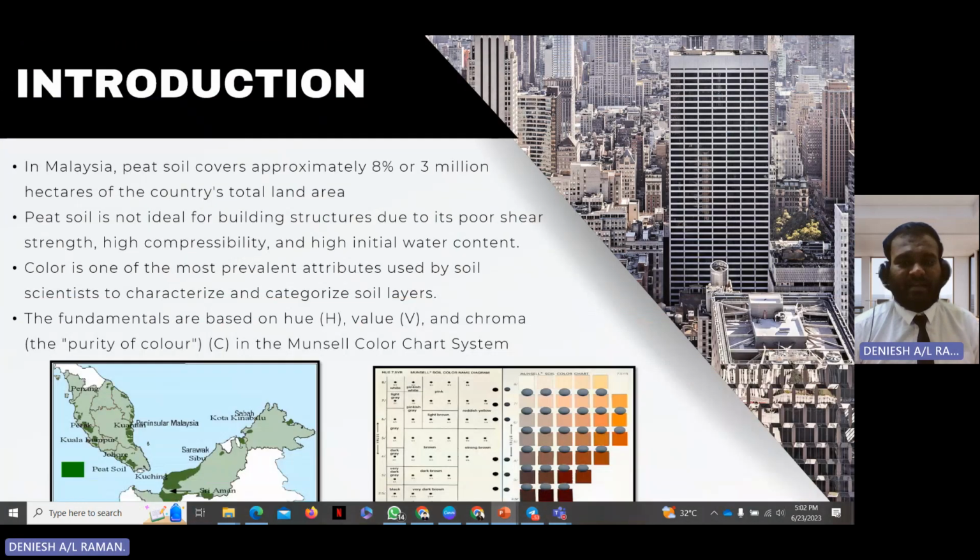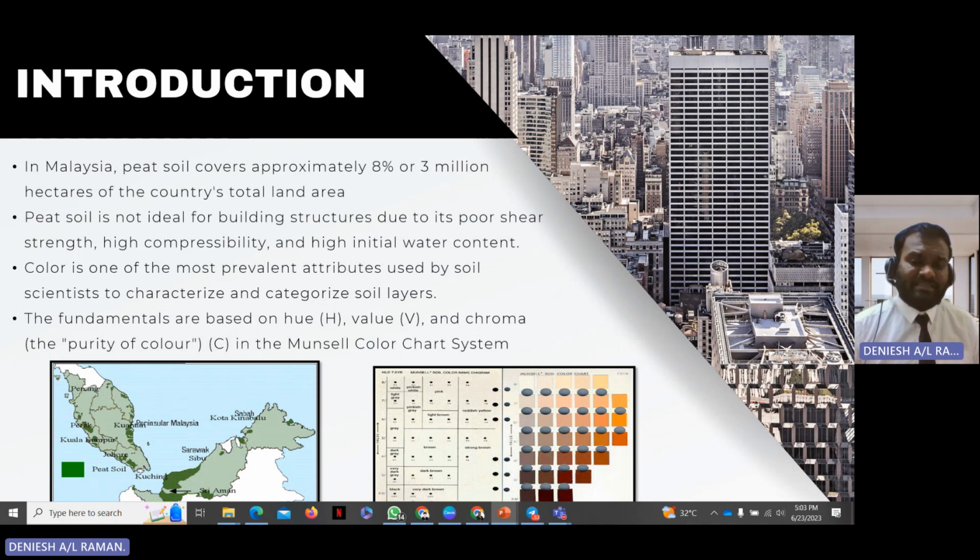So let's start by exploring the fascinating world of peat soil in Malaysia. Did you know that peat soil covers around 8% or 3 million hectares of the country's land area? It is a significant portion, right? However, peat soil is not suitable for construction structures due to its poor shear strength, compressibility, and high water content. But today we'll shift our focus to an interesting aspect, that is color.